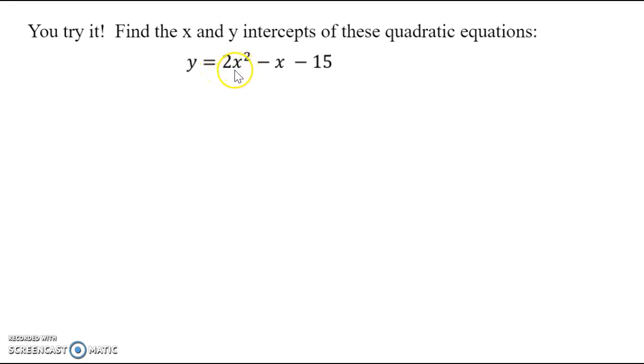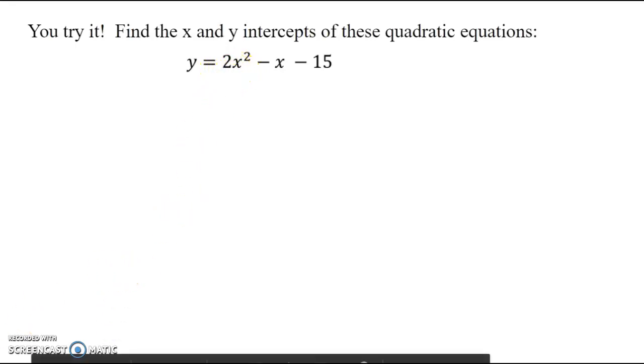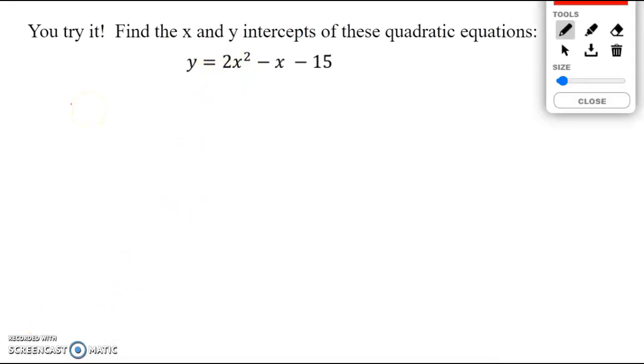Okay, first thing you're going to do is find the y-intercept. For the y-intercept, the x coordinate is always going to be 0. That means 2 times 0 is 0, minus 0, so you're left with just negative 15. So the y-intercept coordinate is going to be 0, comma, negative 15.